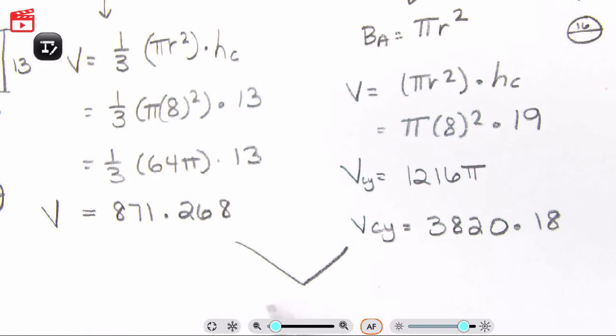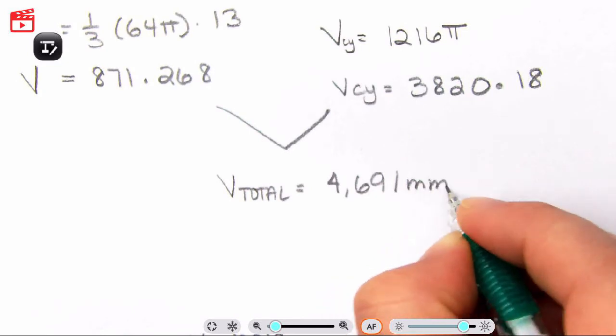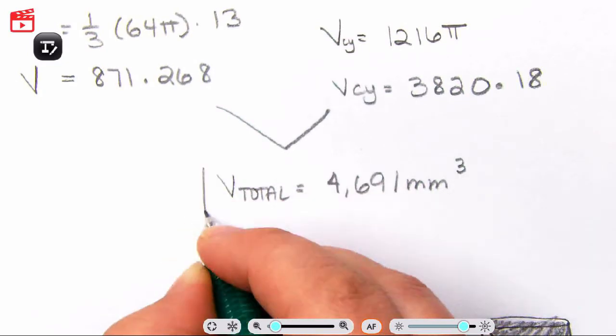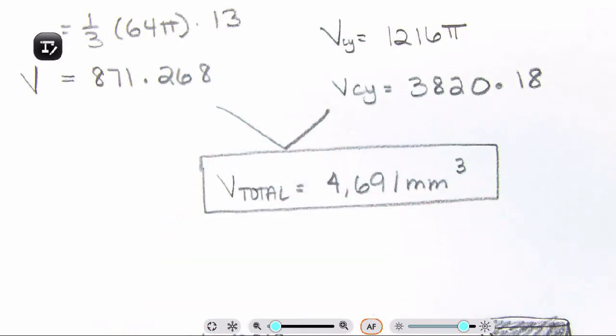We are adding, so we're going to add those two volumes together. So my total volume is 4,691. What is our unit of measure? It is millimeters, and it is volume, so we are cubing it. All right, let's move on.